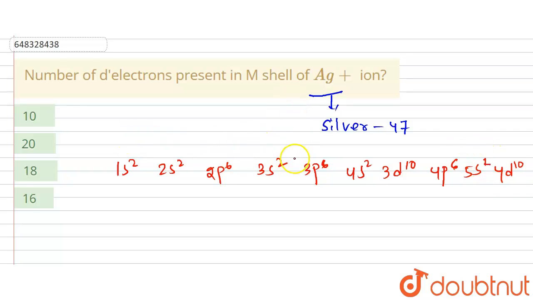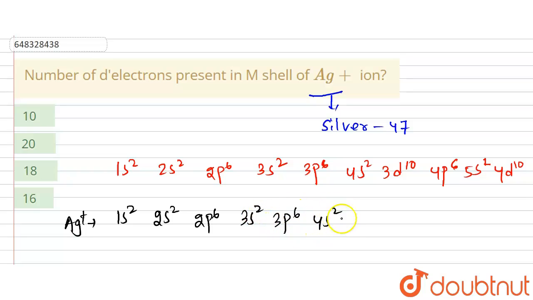Because it is Ag+, the electronic configuration goes like 1s2, 2s2, 2p6, 3s2, 3p6, then 4s2, 3d10, 4p6, and 4d10 and 5s0.